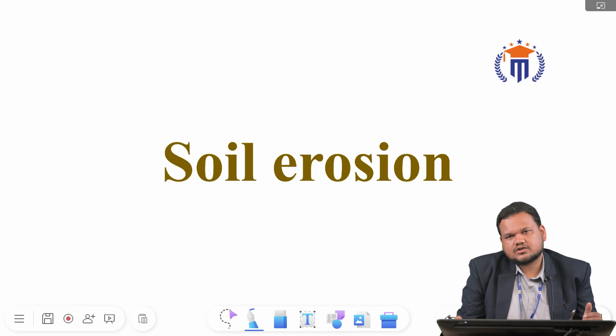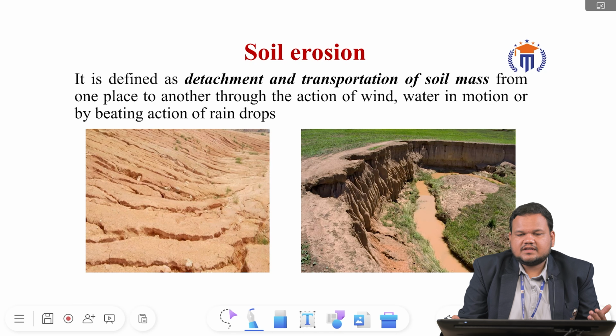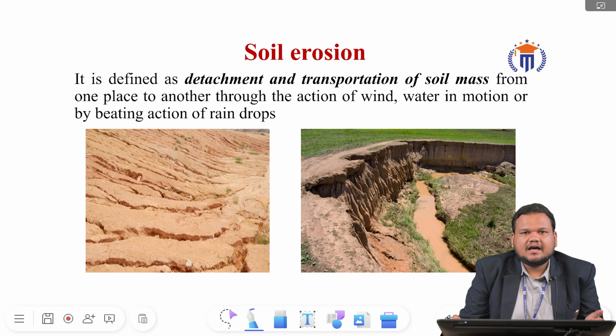And next coming is soil erosion. What is meant by soil erosion? Soil erosion results in the detachment, transportation, and deposition of the soil mass, which means soil is detached from one location, transported either by wind or water, and after that deposited somewhere else. So these are the three mechanisms, detachment, transportation, and deposition, that occur within soil erosion. The main causes are either wind or water.